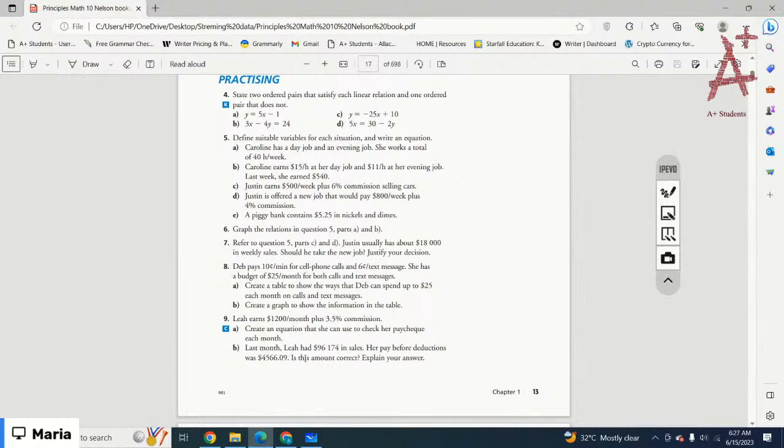Last month, Lee had $96,174 in sales. Her pay before deductions is 4,566.09. So, is this amount correct? Explain your answer. Okay, so let's just write down the equation first. Lee earns $1,200 per month plus 3.5% commission. So you have to write down the equation.